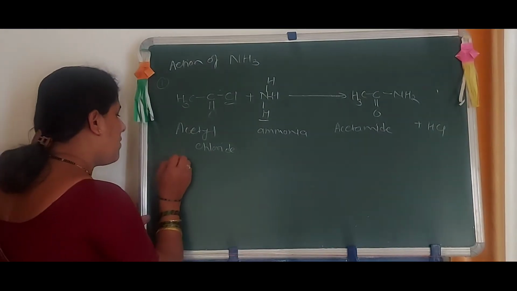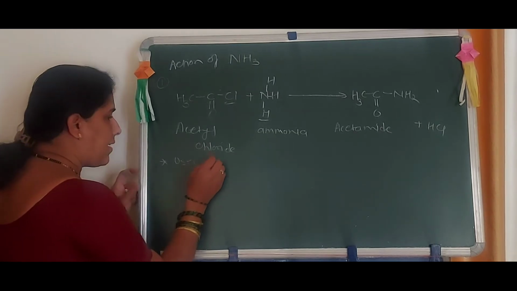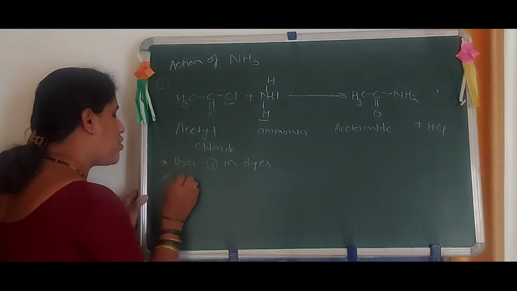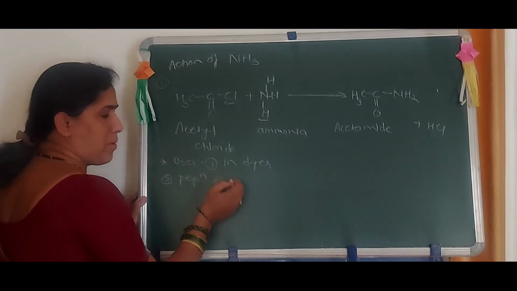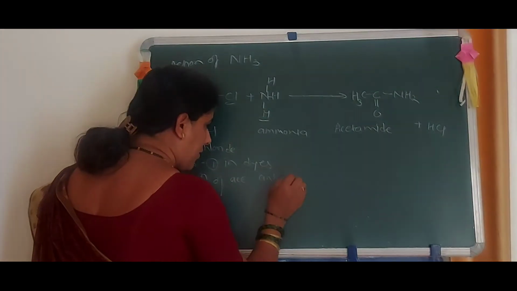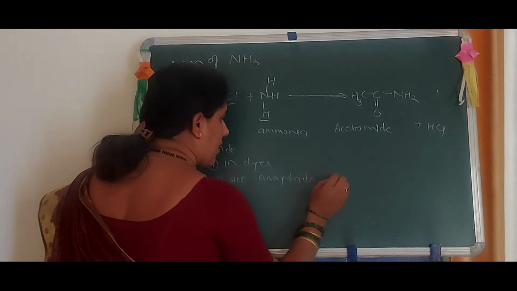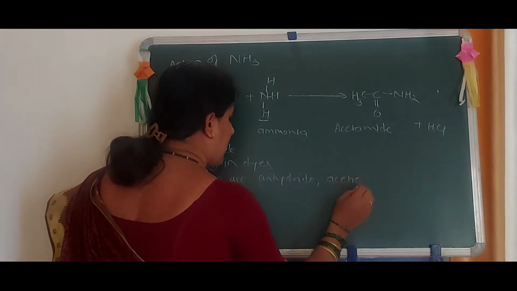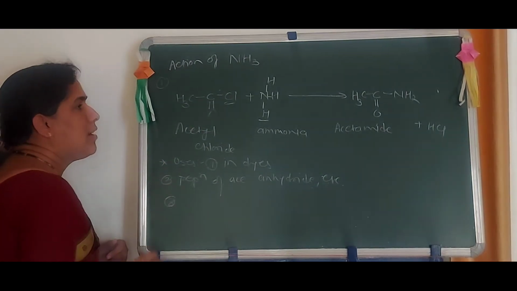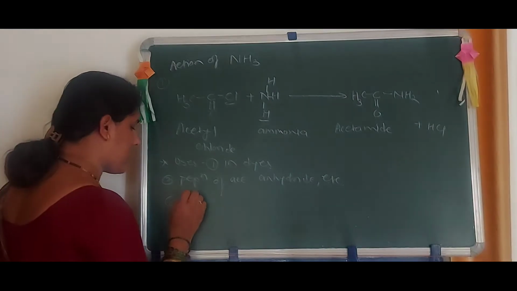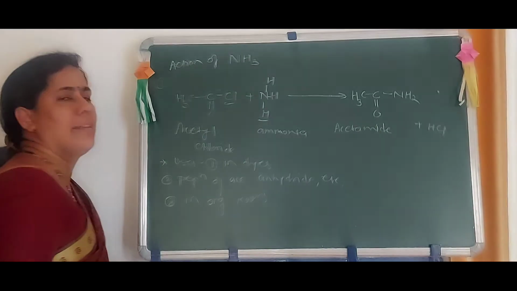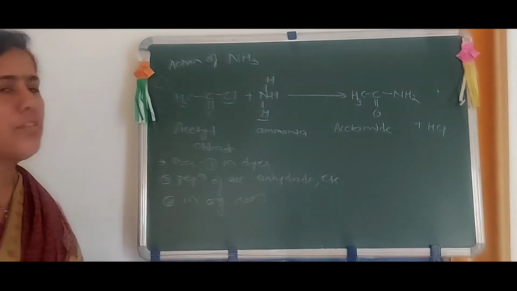Now the second part is its uses. First, it is used in dyes. Second, preparation of acetic anhydride, etc. And third, it is used in organic reactions. Thus this is the first derivative. Now we go for the second derivative.